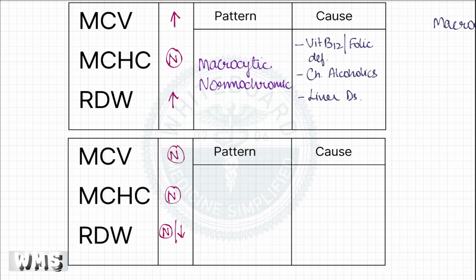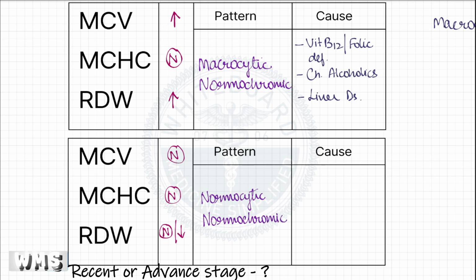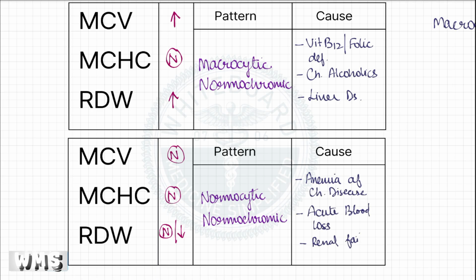And the last question is, if the MCV is normal, MCHC is normal, and RDW is also normal or low. As the size is normal, this is normocytic, and the concentration of hemoglobin is also normal. So the pattern is normocytic normochromic, and its causes include anemia of chronic disease, acute blood loss, and renal failure.